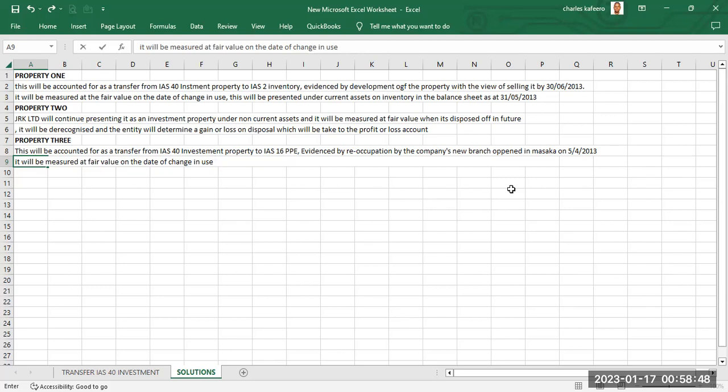Then we can try to talk about the presentation, and it will be presented as PPE in the balance sheet as at 31st May 2013.